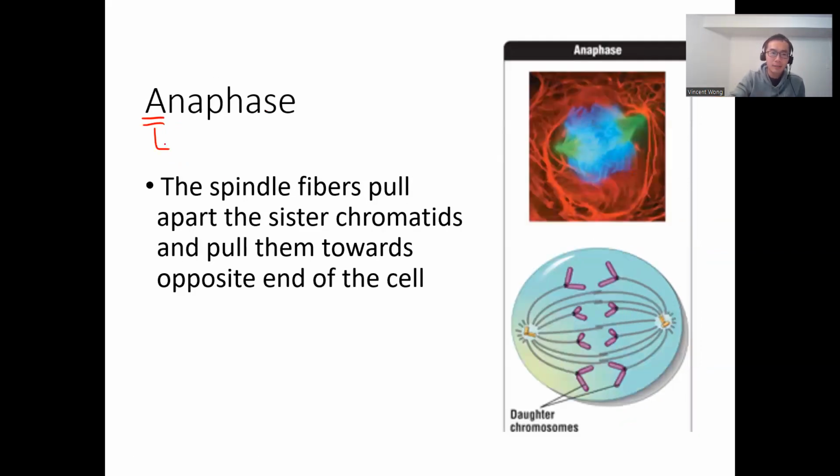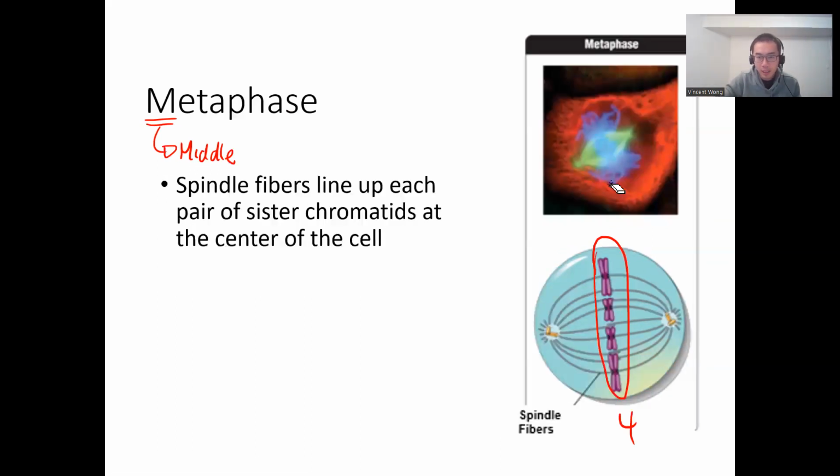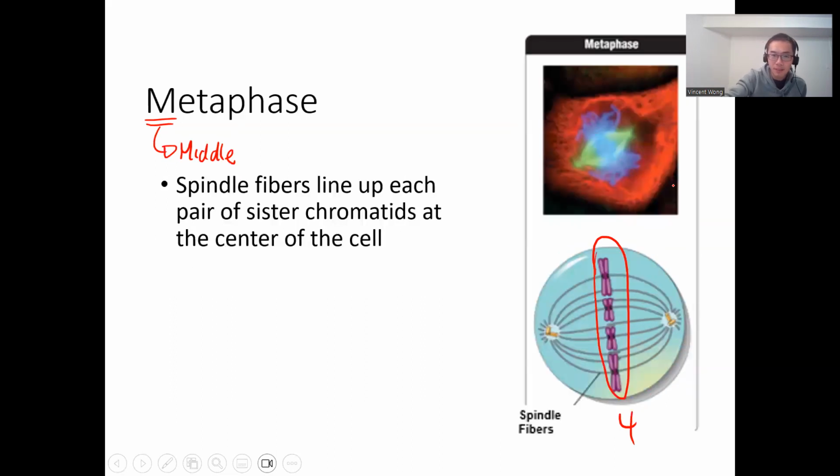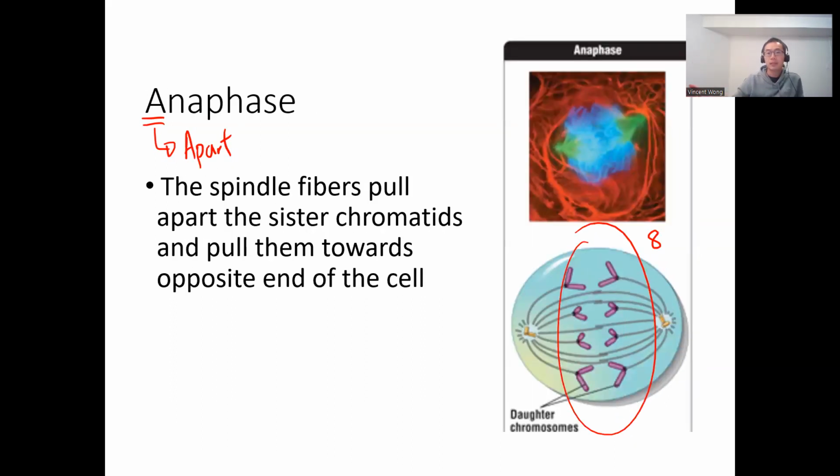Anaphase. A is for apart. After the tug of war lines up the chromosomes in the middle, they will pull and split the sister chromatids. So the X that we had before, remember, each half is genetically identical. They're copies of each other. So when you split it, half goes each way. So how many chromosomes here? 8. 8 is correct. If you have 4 in metaphase, it's going to double in anaphase because now you're splitting them. So in anaphase, you pull them apart.